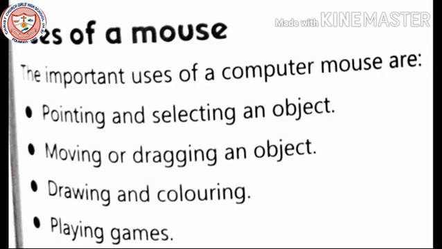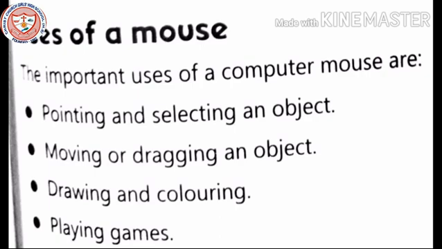Like that, we have uses of our mouth. We can speak, we can eat. So these are the uses of our different body parts. Like that, the different parts of a computer also have some uses, specific uses. Now, uses of a mouse. What are the important uses of a computer mouse?